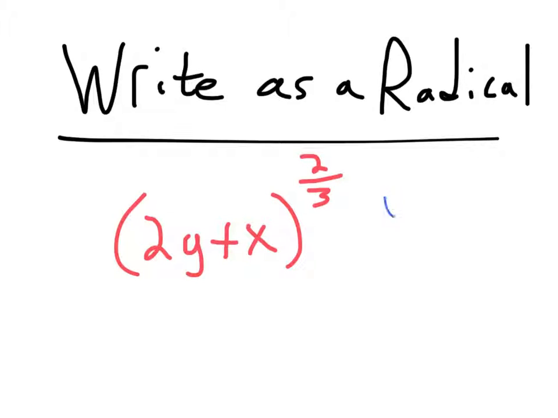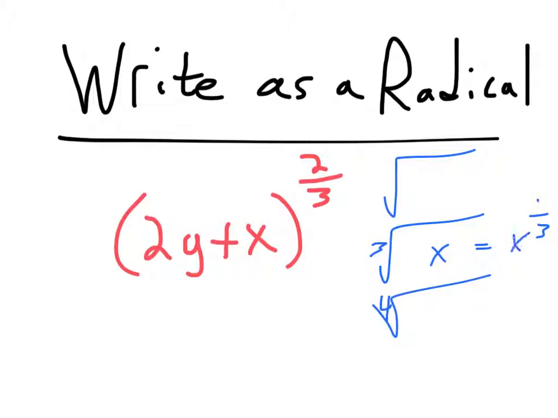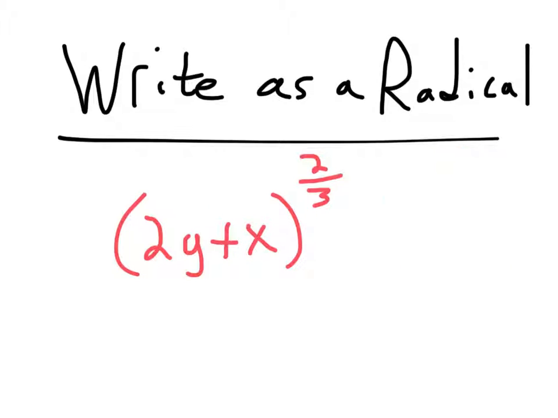We're asked to write this as a radical, like a square root, which means raising something to the 1/2 power, or a third root, or a fourth root, because this would be raising something to the 1/3 power. This would be raising something to the 1/4 power, something like that. And this is definitely not as a radical right now.